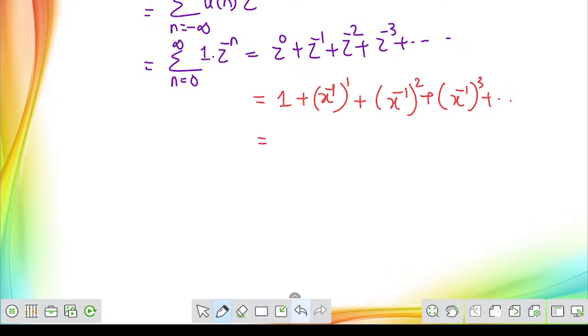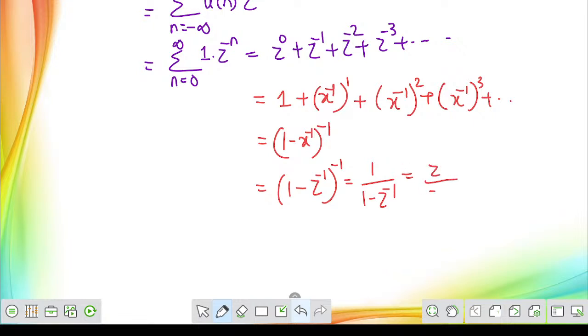What is the formula, sir? The formula is going to be 1 minus x whole inverse. In place of x, we have x power minus 1. But in our question, in place of x we have z power minus 1 whole power minus 1. This can be written as 1 upon 1 minus z power minus 1, or else it can be written as z upon z minus 1. This is how we apply Z transform for any sequence that will be given. Hope you all know it.